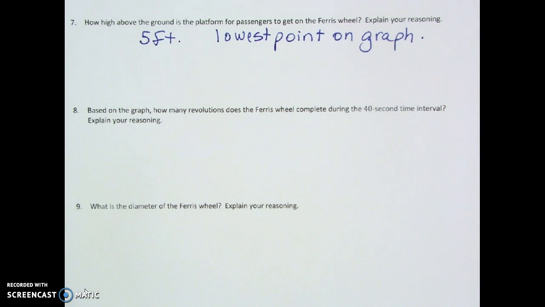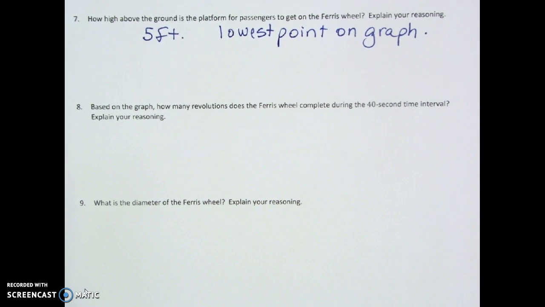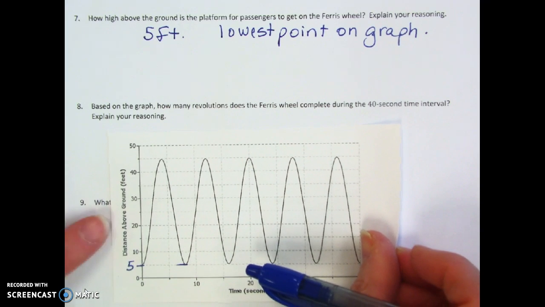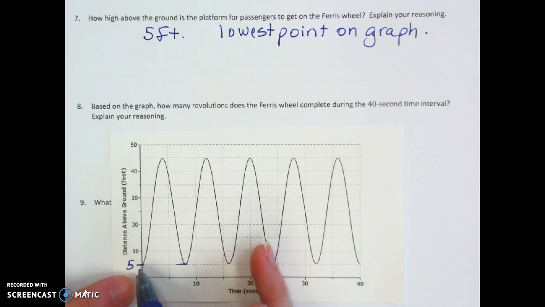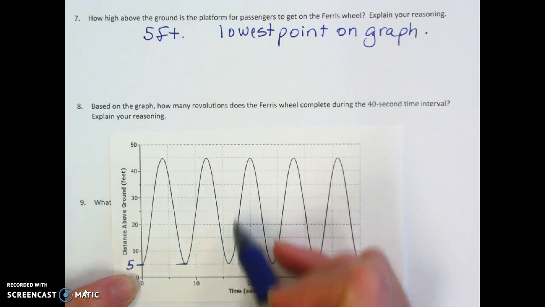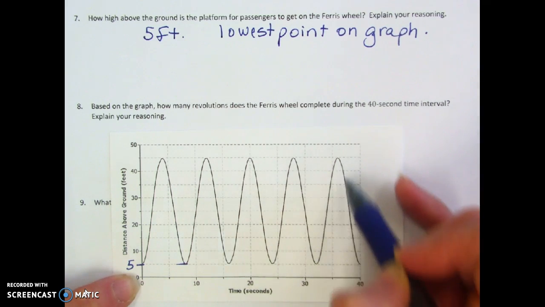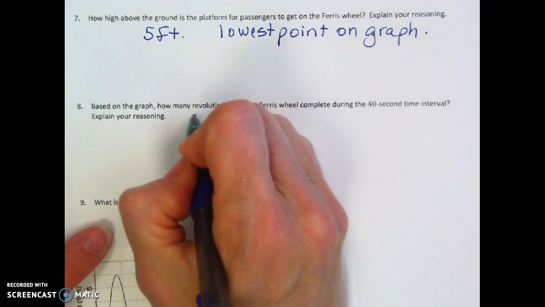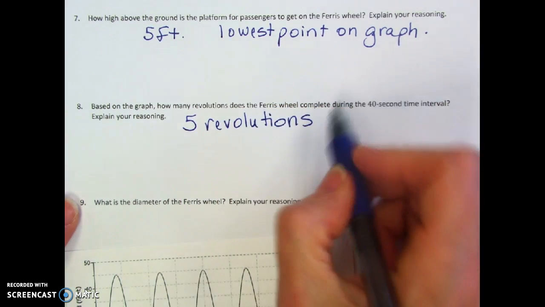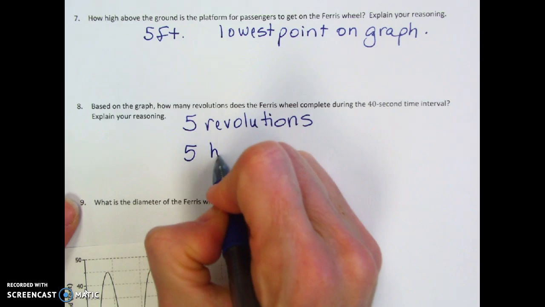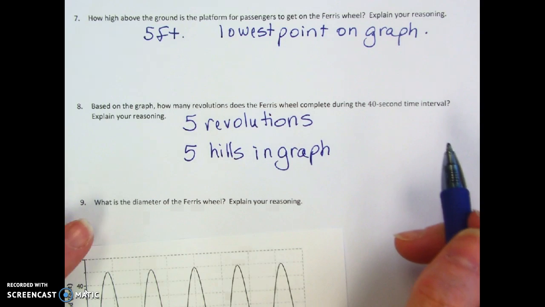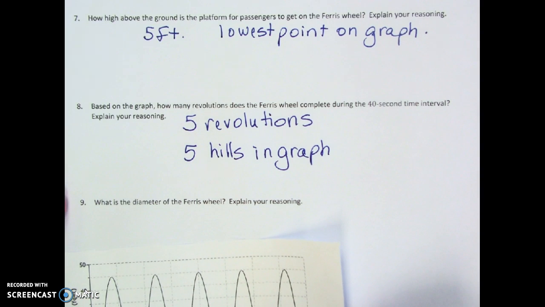All right, question 8 wants to know how many revolutions does the Ferris wheel complete during its 40-second time interval. So back to the graph. Here you're at the bottom, you get on, you go up and down to the bottom. That's 1 revolution. 2, 3, 4, and 5. So it looks like they go around 5 times, because there are 5 hills in the graph. Probably not a very good way to say it, but there are 5 up and down cycles in the graph.